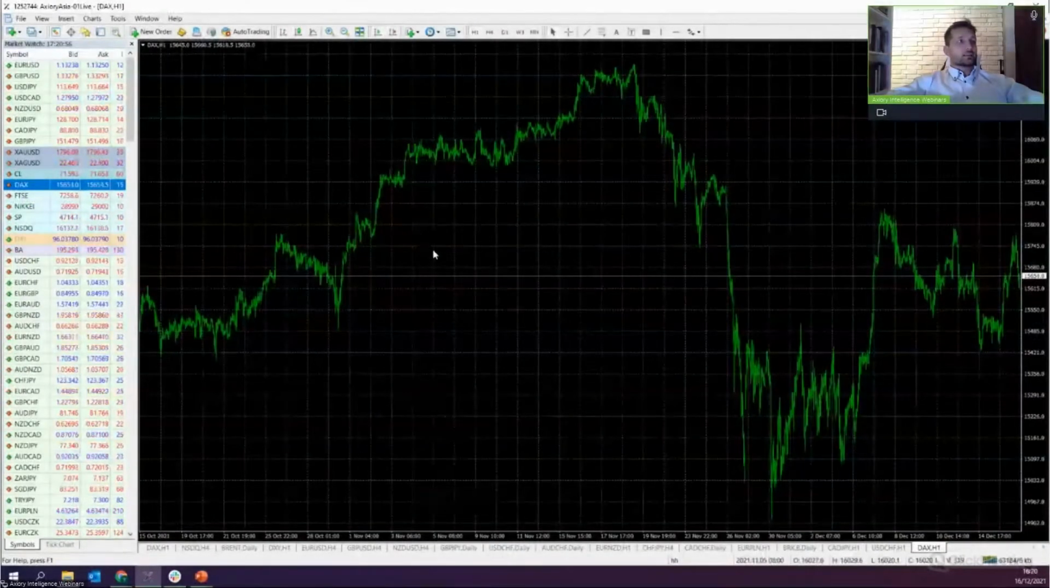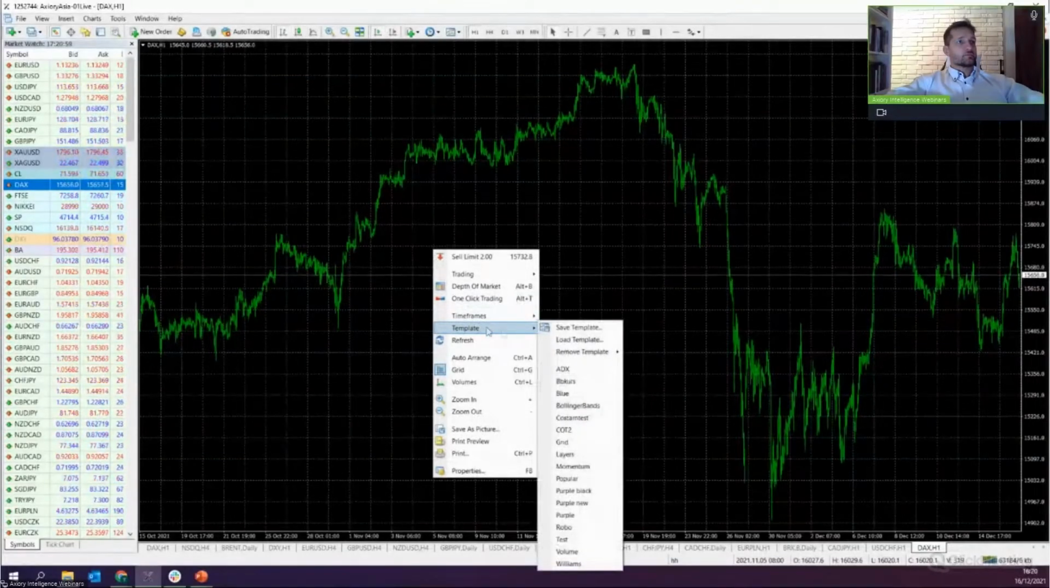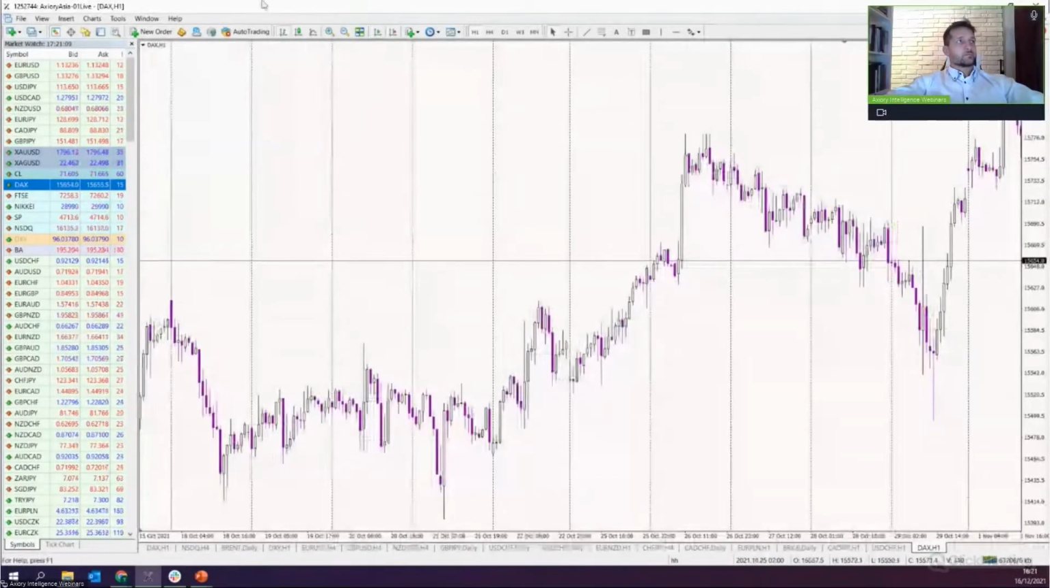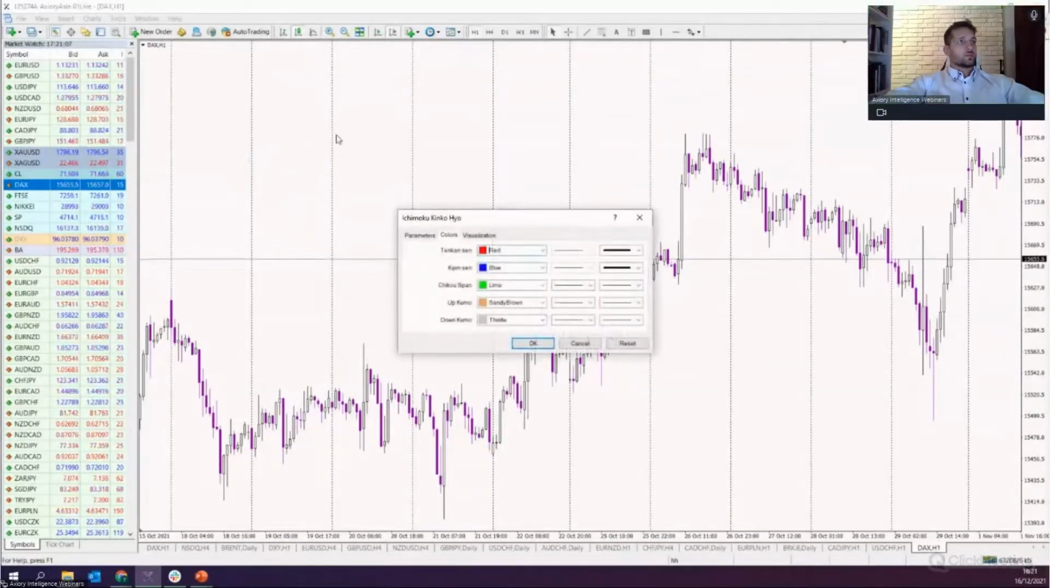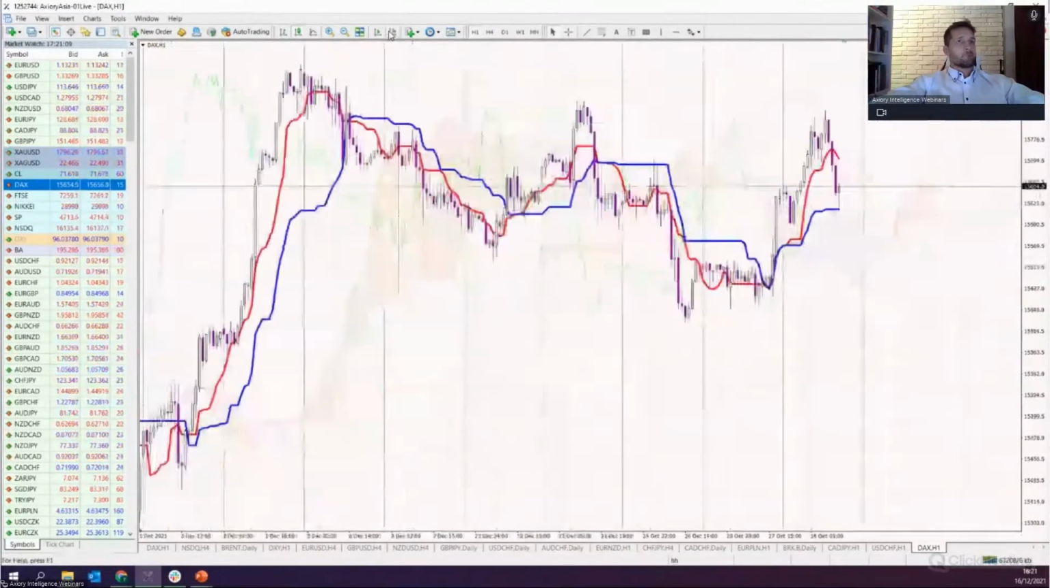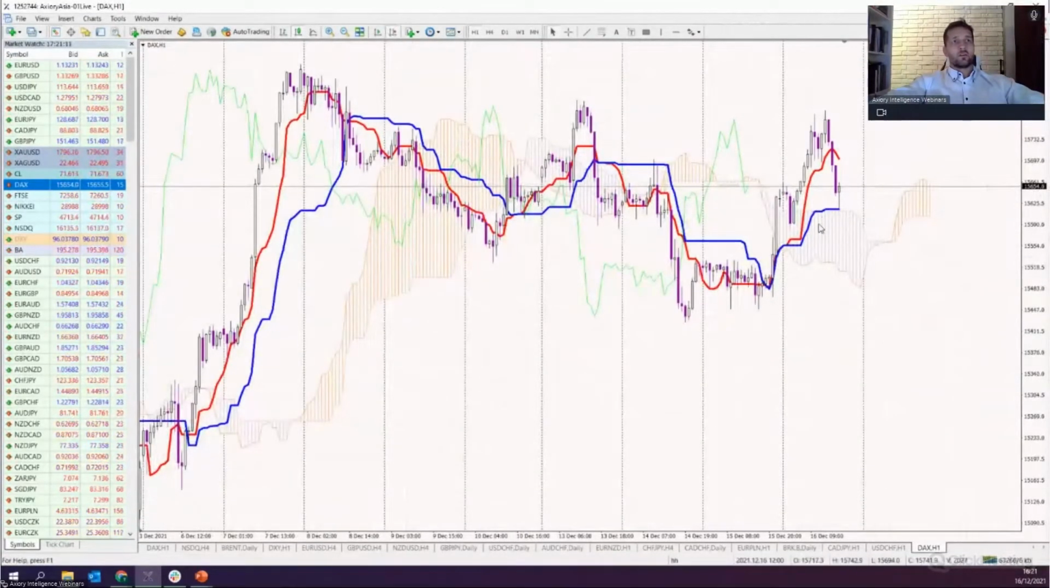Let's check DAX. Insert indicators, trend, Ichimoku. One look, we are above the Kumo, a buy signal from Kijun-sen and Tenkan-sen. That's a buy. On DAX, it's a buy from Ichimoku.